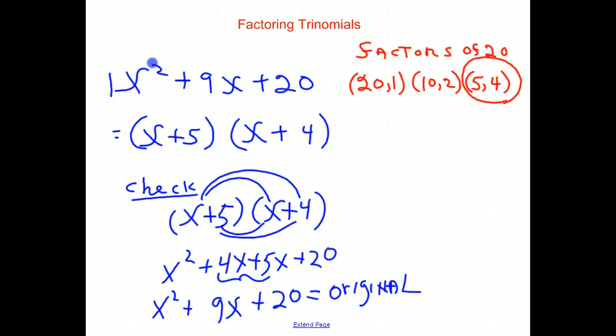We'll make our next one a little bit harder. Now we're going to have some changes of signs, which means we'll have some negatives. So we have x squared minus 2x minus 8. And this makes it a little bit harder because now we're looking for factors of negative 8 whose sum is negative 2.